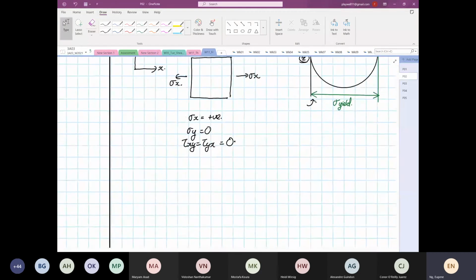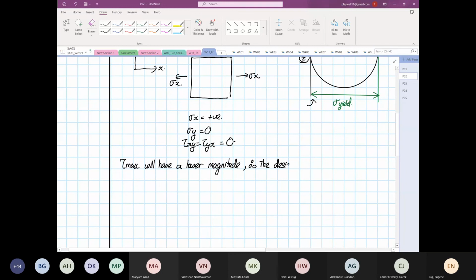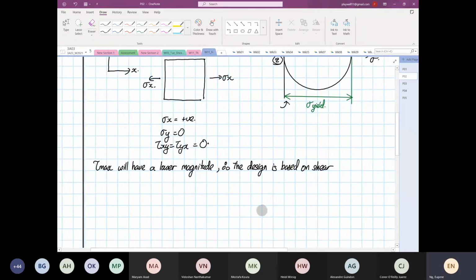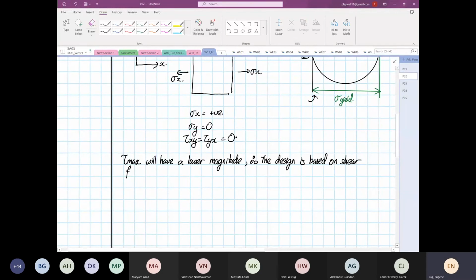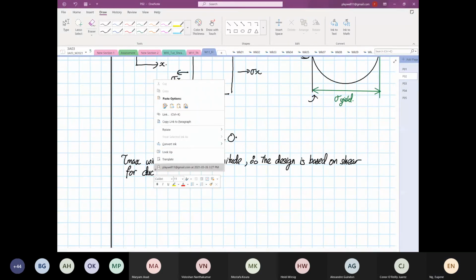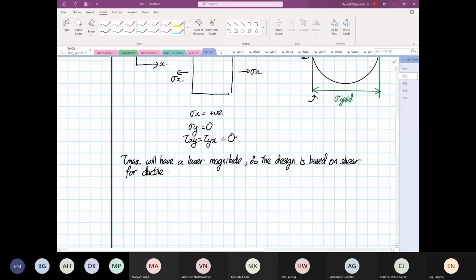Okay, so that's why tau max will have a lower magnitude. Therefore the design is based on shear. Okay, now watch this. This is important. For ductile material only.